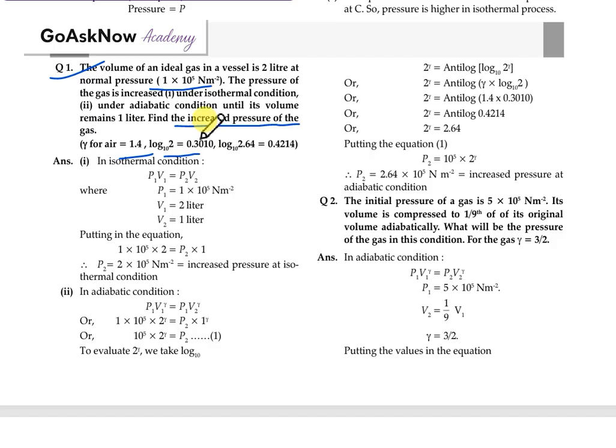So, P1 is the normal pressure 1 × 10^5, V1 is 2 liters, and V2 is 1 liter. Substituting in the equation, here we get P2 is equal to 2 × 10^5. So, this is the increased pressure in the isothermal condition.